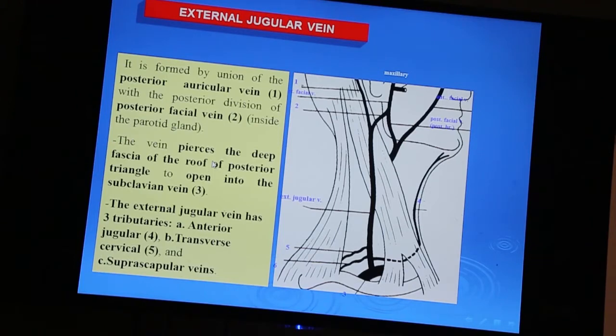The vein pierces the deep fascia of the roof of the posterior triangle to open into the subclavian vein. So the external jugular vein goes to the subclavian vein. The external jugular vein has three tributaries: anterior jugular vein, transverse cervical, and suprascapular vein.